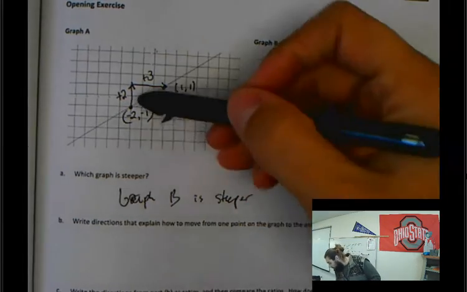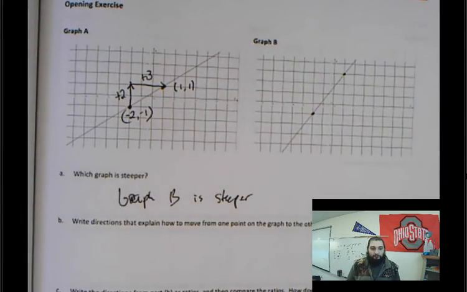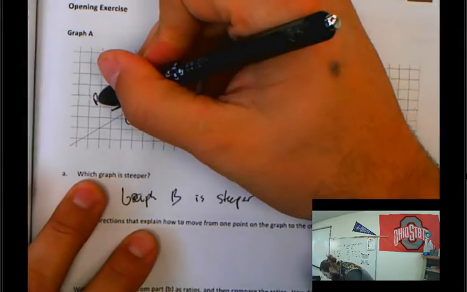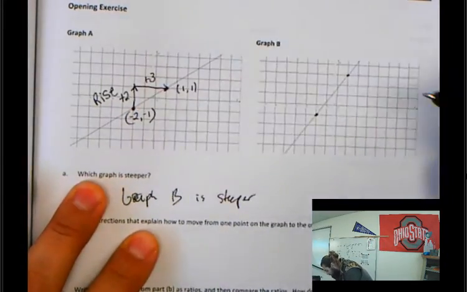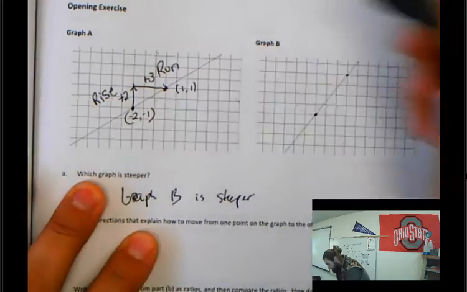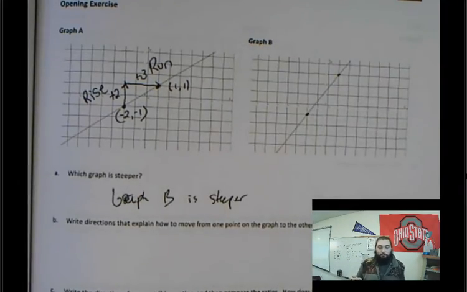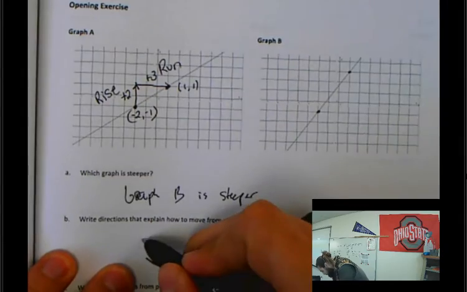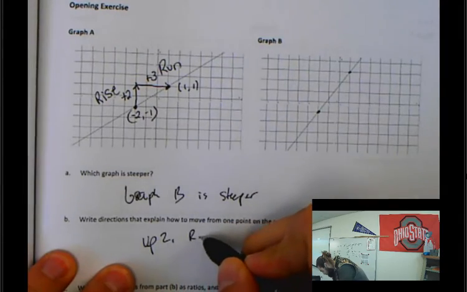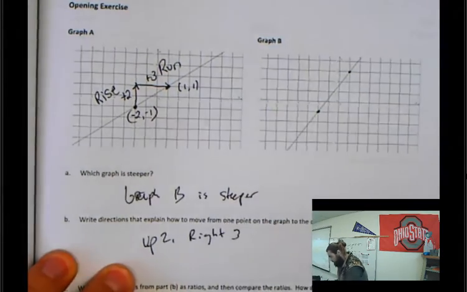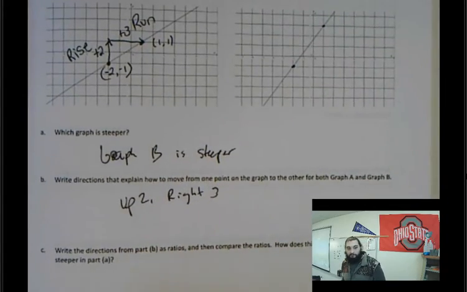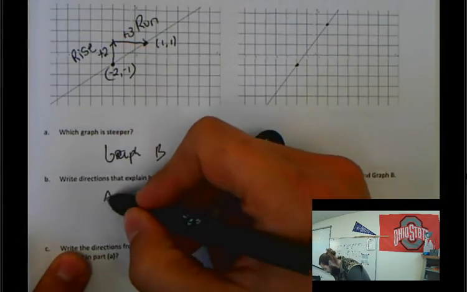So we go up 2, and then we go to the right 3. This is what's called the rise and the run. Your rise is a +2, and your run is a +3. So we go up 2, to the right 3. Both of those are going to be positive. That's how we would describe it. Write the directions for graph A.